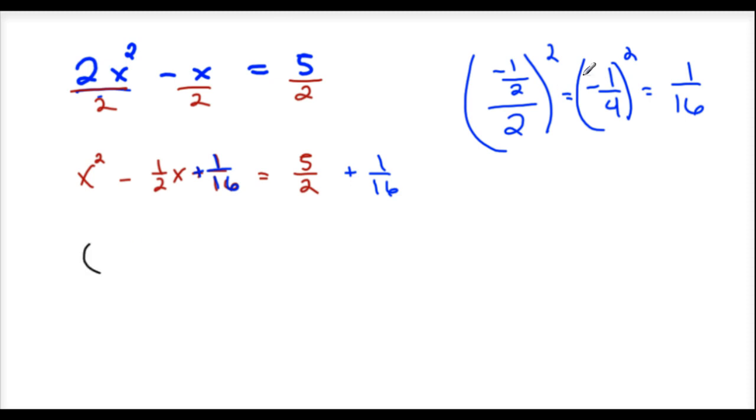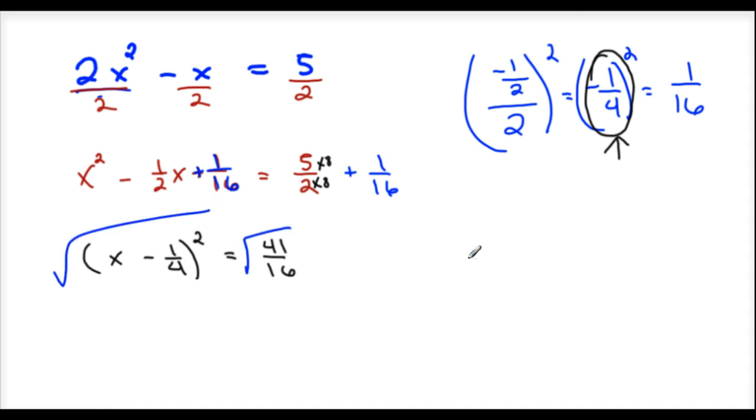Factor this. Again, this is going to help you with your factoring. That middle term here, this is going to be my negative 1/4. So x minus 1/4, I'm going to have two of those, squared, equals, if I do this, 5/2 plus 1/16, common denominator 16, multiply by 8, I should get 41 over 16. Want to get rid of my square? Take the square root. So I got x minus 1/4 equals plus or minus square root of 41 over 16.